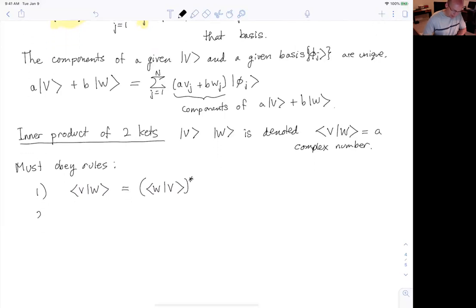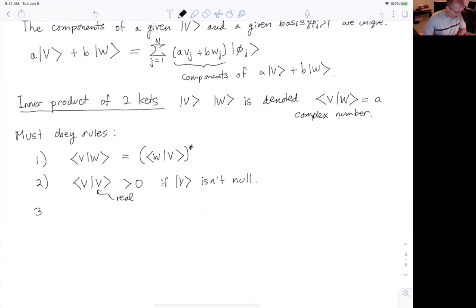A second rule that you have to obey is that if you take the inner product of a vector or a ket with itself, that has to be positive if V isn't null. And notice that it's also real. It's real according to number one here.